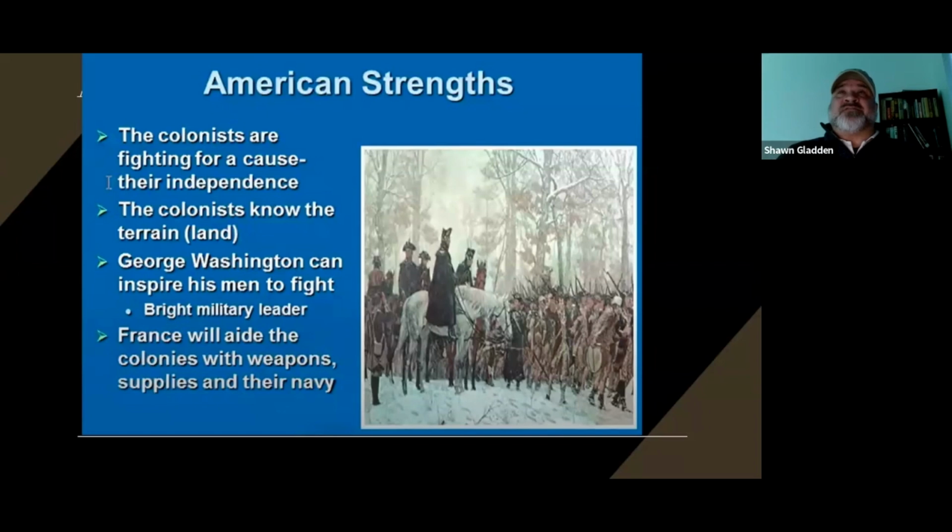George Washington has done a lot of growing up since that mistake he made in the forest, the French and Indian War. And by the American Revolution, what he's able to do with the weak army that he had is pretty amazing, certainly in those first 2 years.